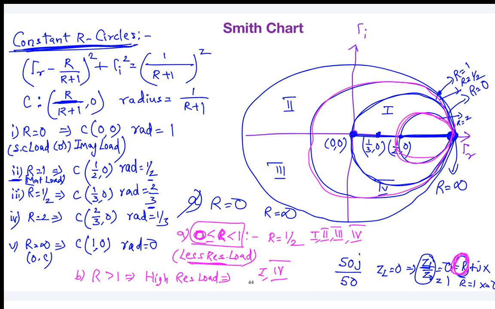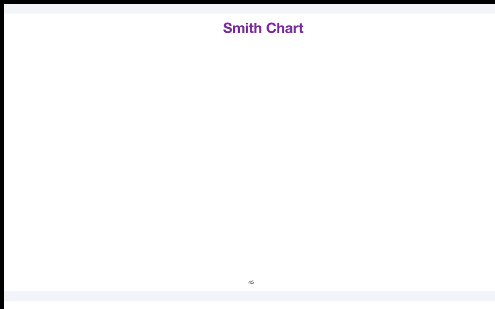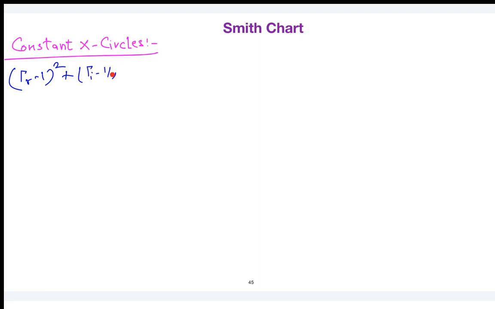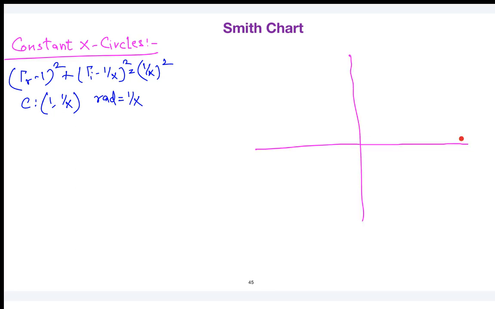Okay, this is all about constant resistance circles. Next we will move on to the constant reactance circles. When you see the constant reactance circles, let us have a look at that family of circles. Here the centers are located at (1, 1/X), and the radius is given by 1/X. I can draw the same thing. This is your gamma r axis, and this is your gamma i axis.